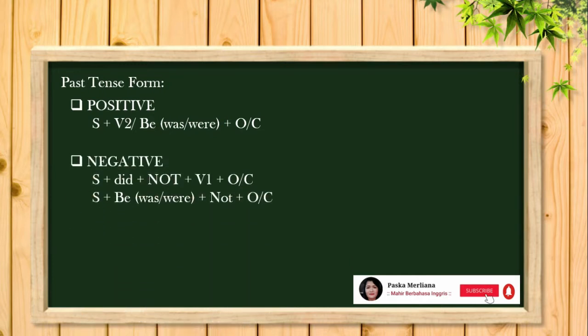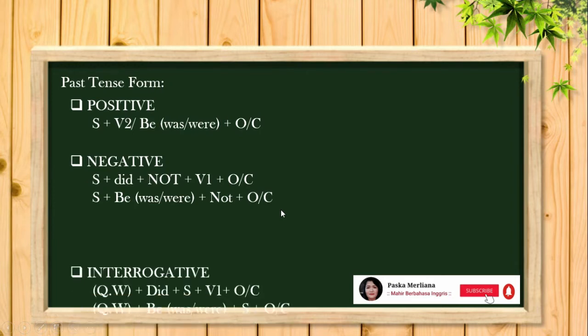And then for the negative one, subject plus did plus not, followed by verb 1 plus object or complement. Ini kalau dia menggunakan tindakan, ya, verb 1. Maka penanda dia negatif untuk past tense yaitu kata did, followed by not. Okay? Untuk yang menyatakan conditionnya, maka rumusnya subject plus be, was or were, plus not or object or complement.